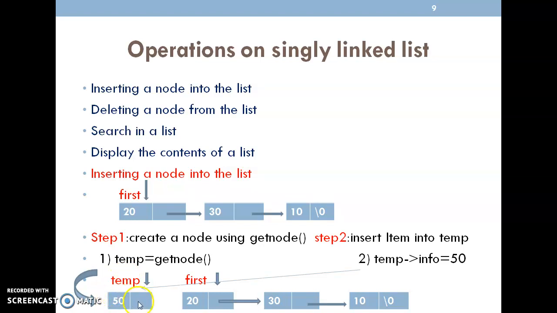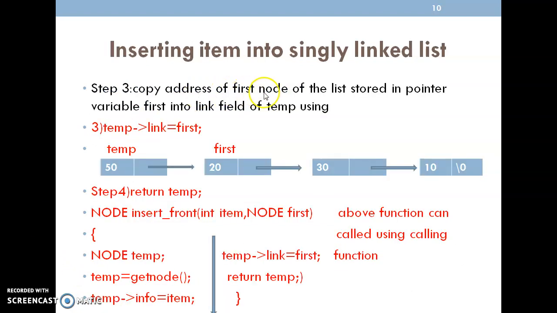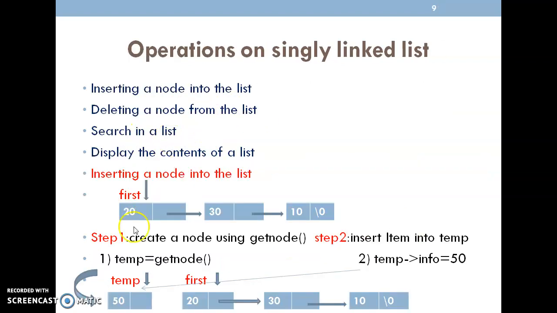Then what is the next step? The next step is to provide the link to the first node, and only then does the chain become complete. So we go for the next step: copy the address of the first node of the list, stored in the pointer variable first, into the link field of temp using temp pointer link equal to first. So this one is not connected yet. We have just created the node, then added the value 50 into it using the information field. Then we provide the link from temp to first, and only then does this become a linked list.